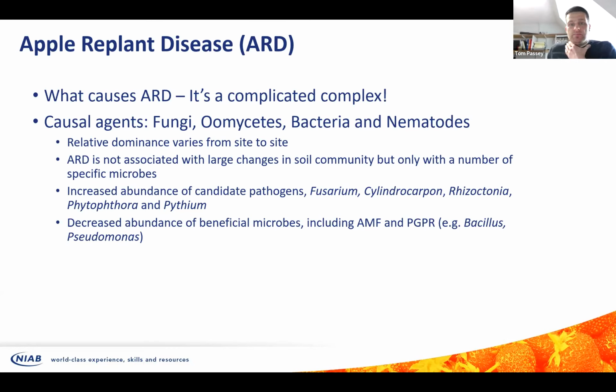Some of the candidate pathogens there are Fusarium and Rhizoctonia, and some of the Phytophthoras. These are the species that we think are the main players when it comes to seeing increased pathogens when you look at what is in the soils that's causing the replant. But it has also been shown that there is a decrease in some of the beneficial microbes. We've just been talking about AMF and PGPRs, and it could be that some of the soils that are struggling don't have as many of those beneficial microorganisms.